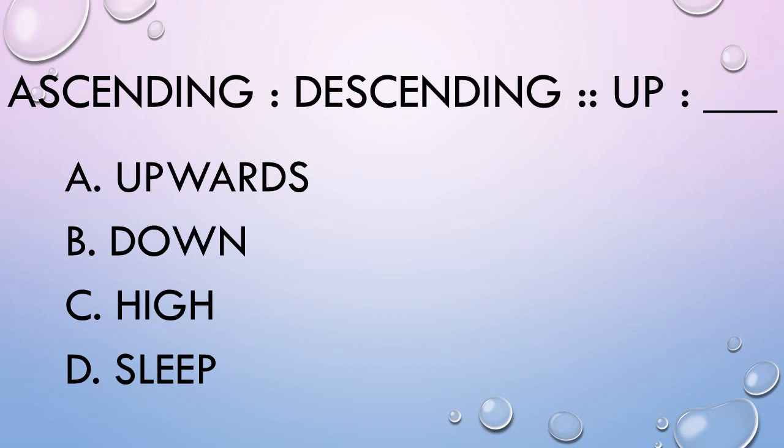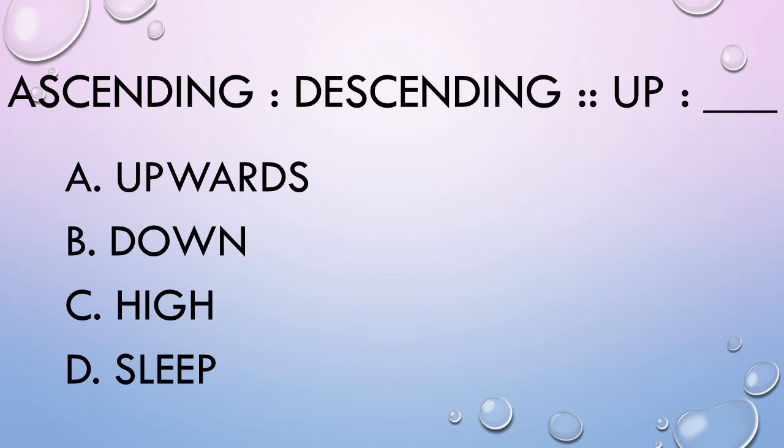Looking at ascending and descending, we can easily see that these two words are antonyms. Therefore, the blank should have an antonym or an opposite word for the word up. Letter A is not the correct answer because it is a synonym. Letter B is the correct answer because it is an antonym.